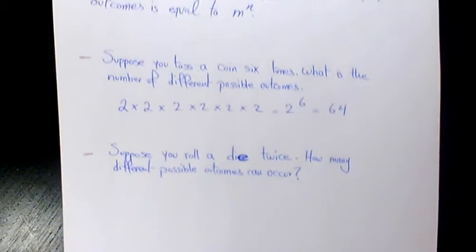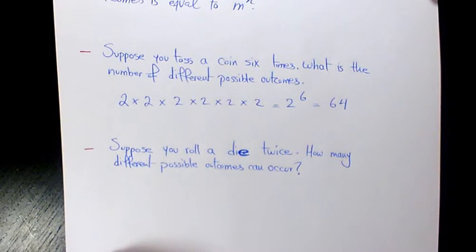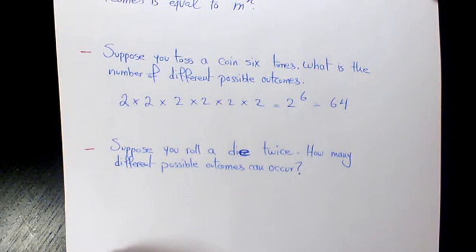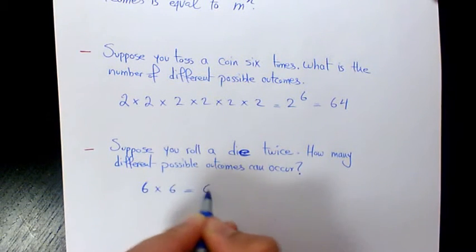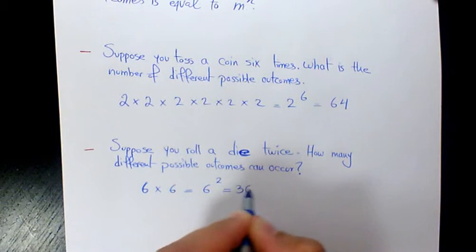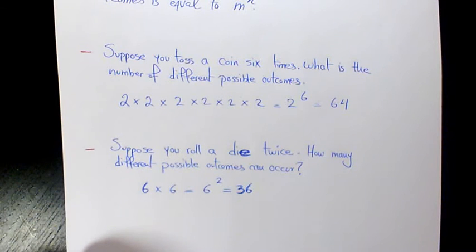Next example: suppose you roll a die twice. How many different possible outcomes can occur? If we assume the die is 6-sided, we have 6 different ways times 6 different ways. So it's going to be 6 squared, which is 36 outcomes. So the answer is 36.